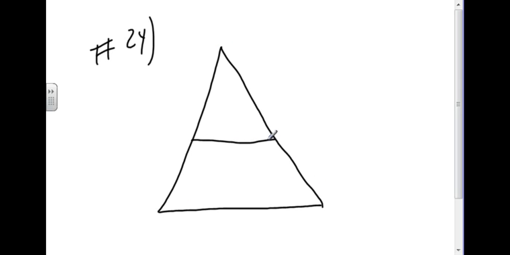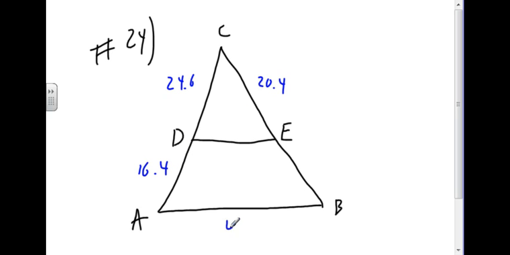And so where's A? A, B, C, D, E. Drawing the picture: 24.6, 20.4, 16.4, 40, and everything is in centimeters. I want to know DE, and I want to know BC. All right, so that's what I want to do.